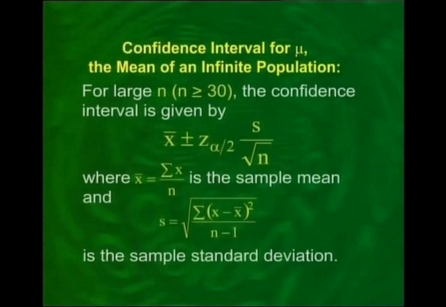So as you now see on the slide, for large n, that is n greater than or equal to 30, a sample of this size drawn from an infinite population, the confidence interval for mu is given by x bar plus minus z alpha by 2 into s over square root of n, and s is equal to the square root of sigma x minus x bar whole square over n minus 1. Let us now apply this concept to a few more examples.